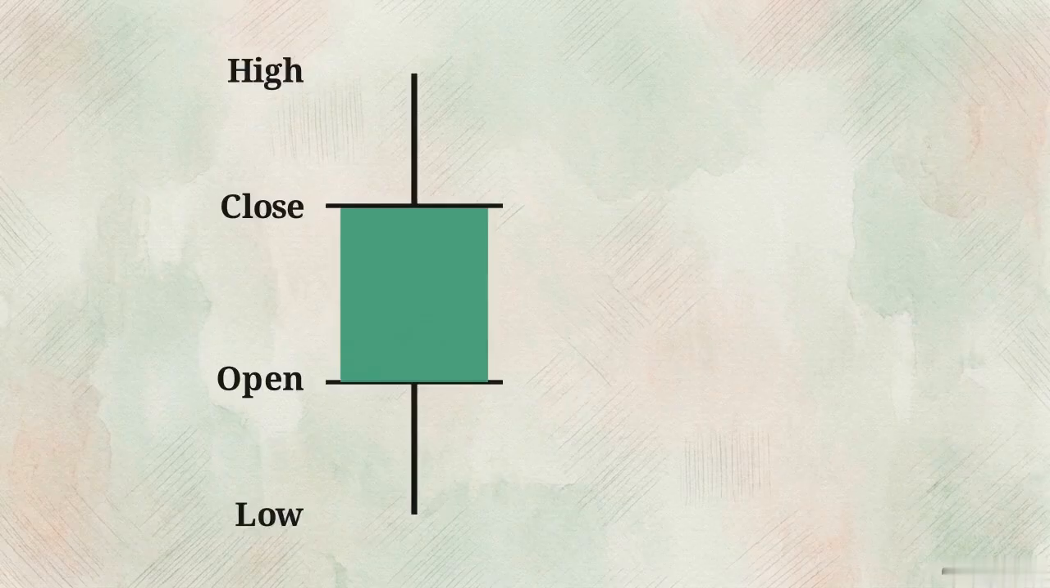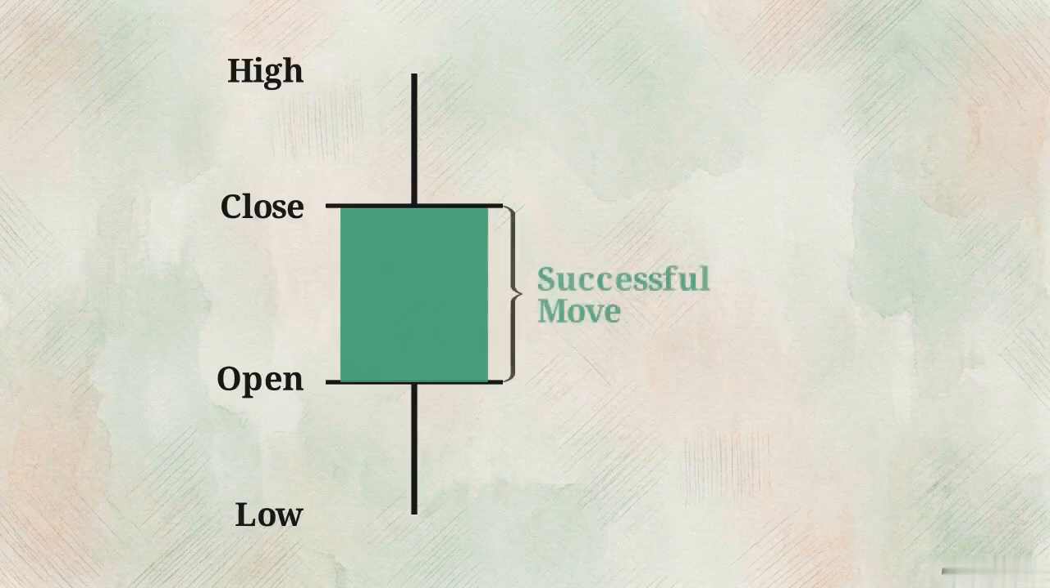This diagram shows the 4 data points that track that conflict. The open is where the price started, and the close is where it ended. The high and the low mark the absolute extremes reached during the session. The solid body represents the successful move, the distance the price traveled from the start to the finish.